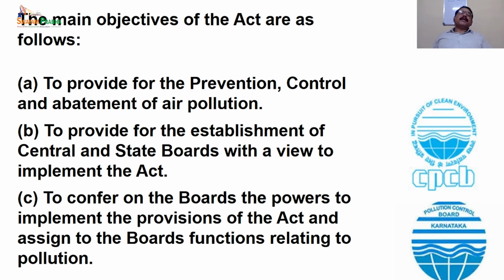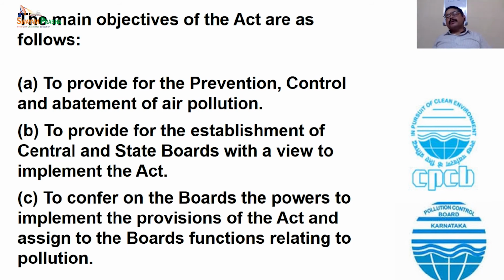The main objective of the act, first, is to provide prevention, control and abatement of air pollution. How best it can be prevented at the source. So in the case of sulfur, desulfurization of coal, control measures, can we go for treatment with an electrostatic precipitator in an industry which is letting out gaseous pollutants?